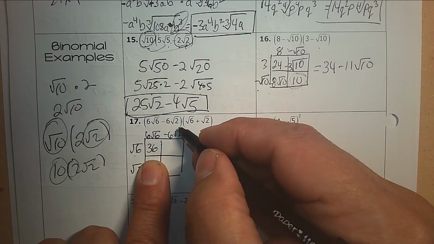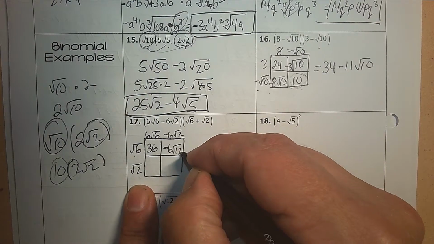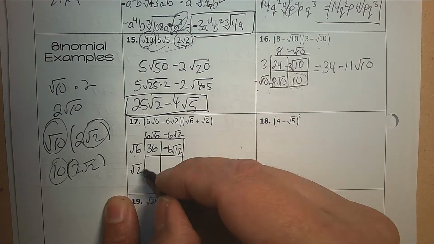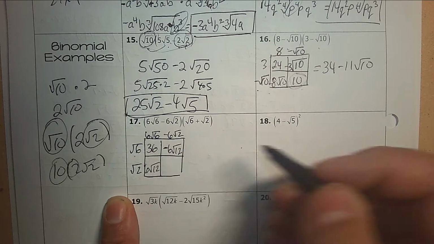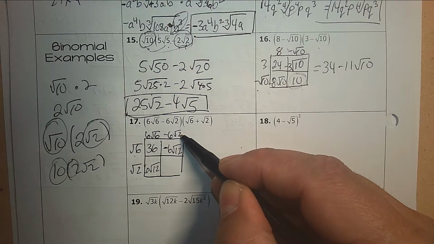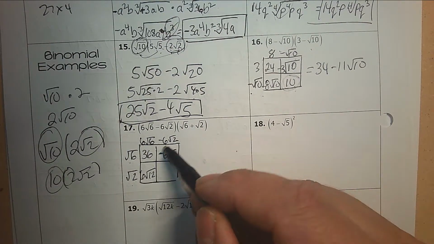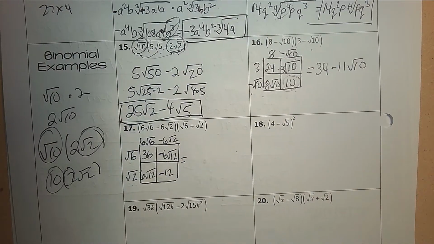Here, this is negative 6 root 12. We'll reduce that in a moment. Here, this is 6 root 12, right? Multiply the insides together. And what's root 2 times root 2? 2. And 2 times negative 6 is negative 12. Did you follow that?